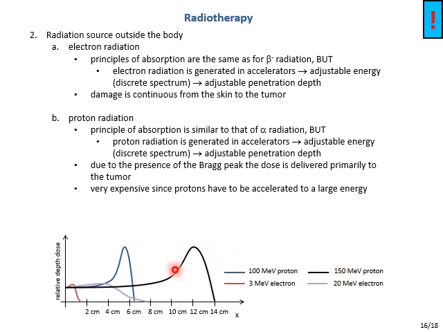You can also see that if the tumor is 12 centimeters under the skin, and we use this proton beam shown by the black line, then the dose delivered to the healthy tissues closer to the skin is much less than the dose which is delivered to the tumor, and this is due to the characteristic presence of the Bragg peak, which is typical for protons and alpha particles.